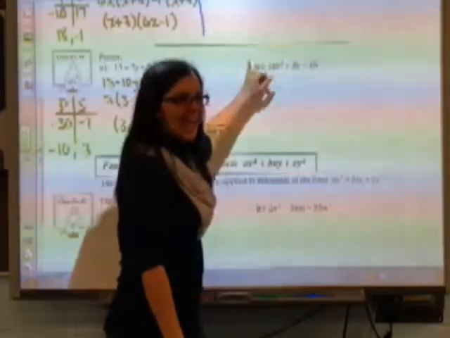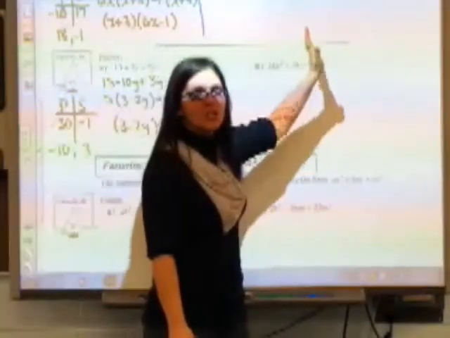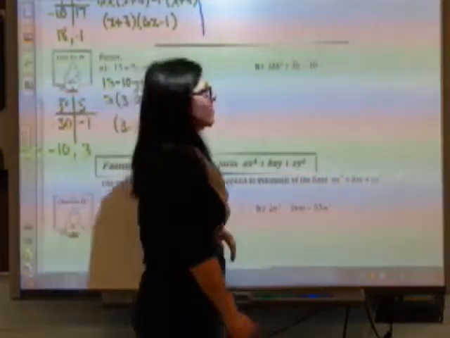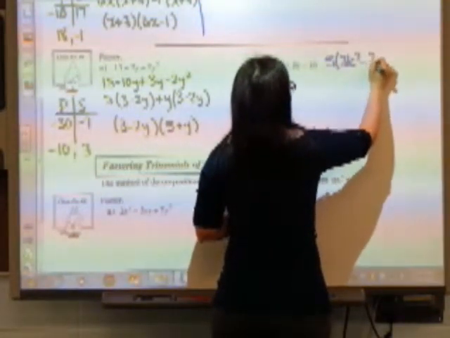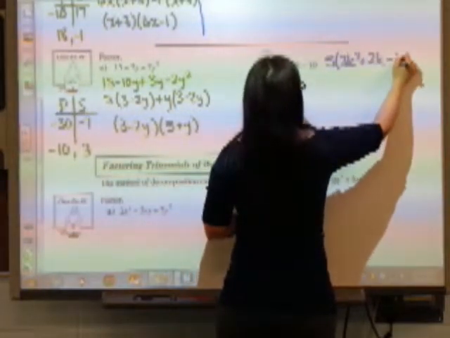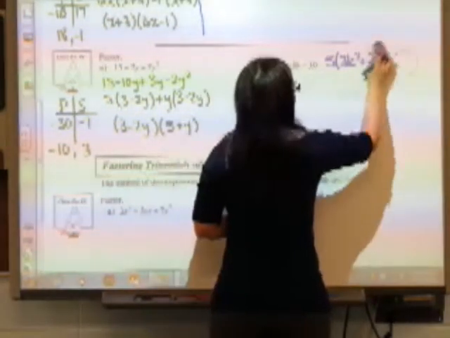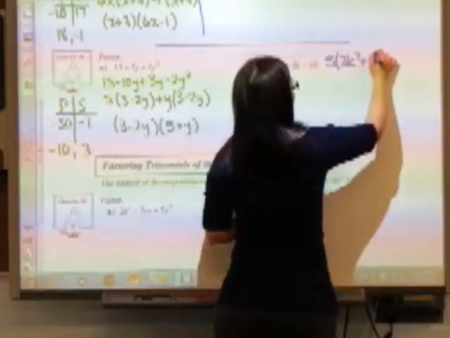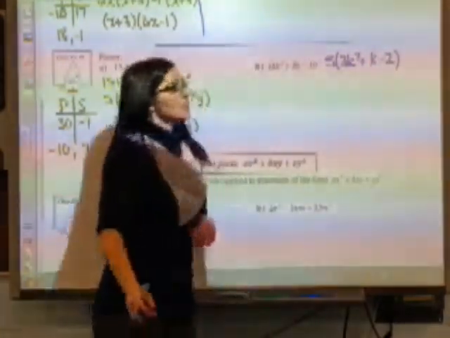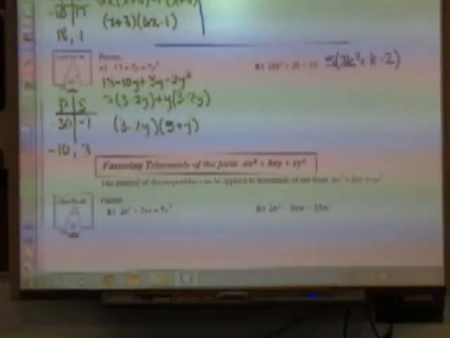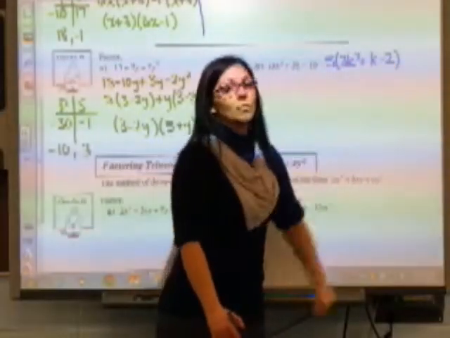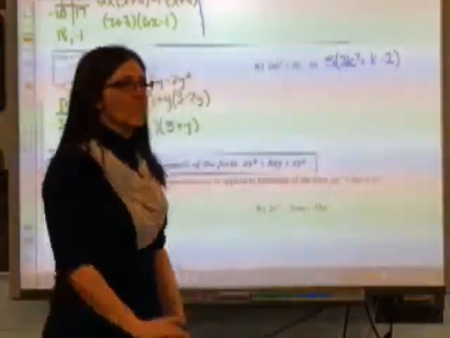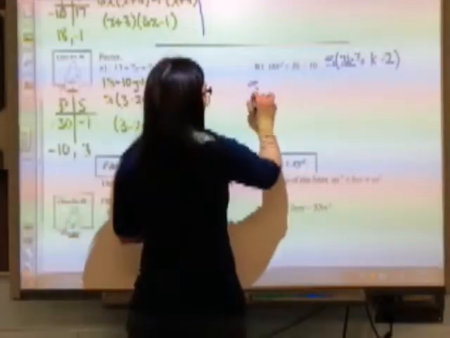If I look at class example 5b, 15k squared plus 5k minus 10. First step in doing any of these questions should be to look for a GCF. Can I take something out of each term? I can take a 5. If I take out a 5, I get 3k squared plus k minus 2. 3 and 2 are both prime numbers. It's a great one to factor by sight.